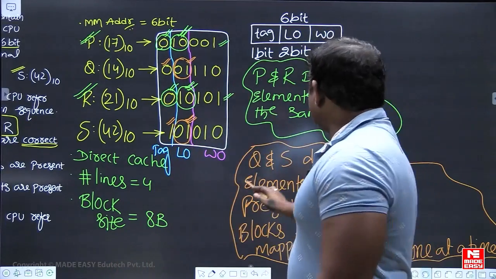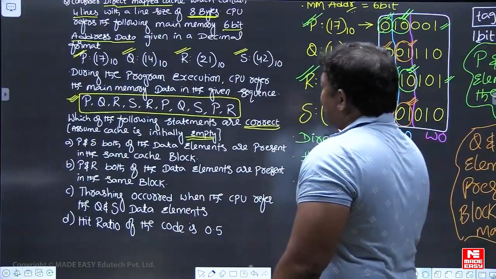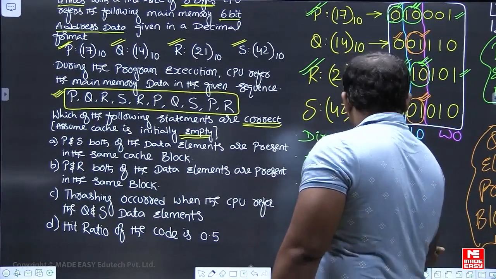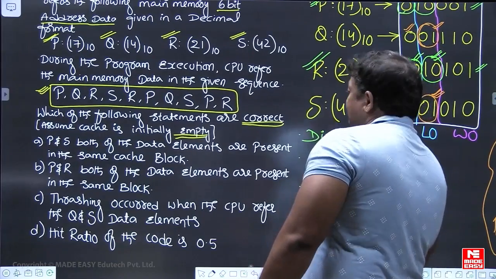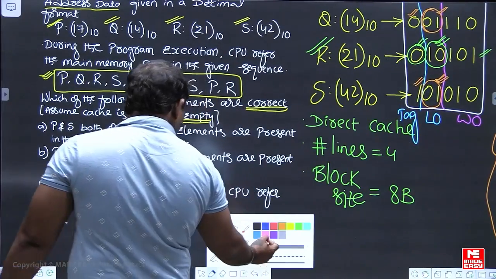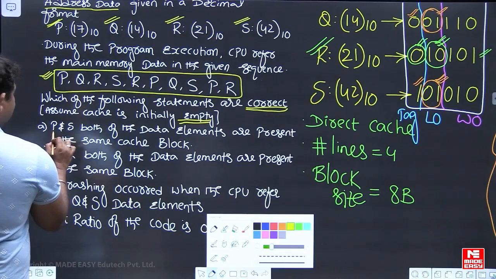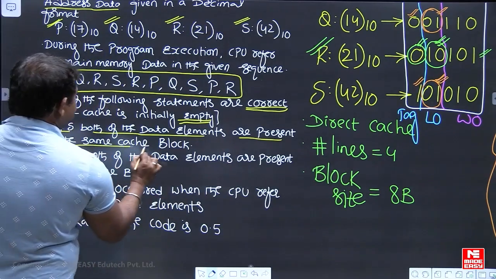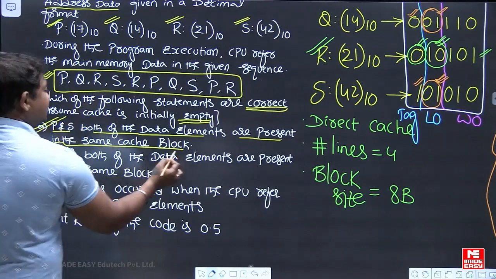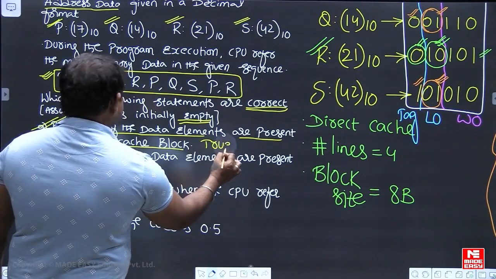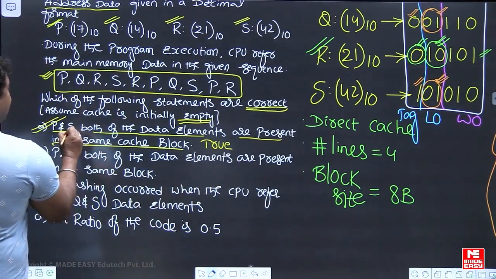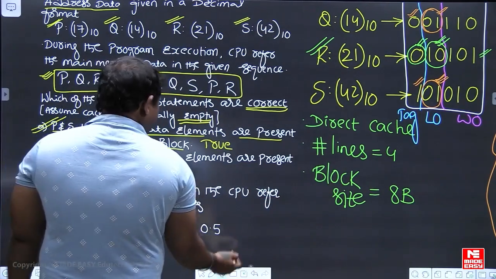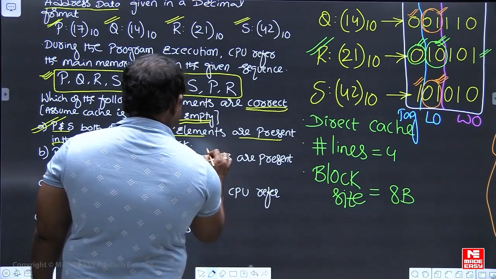Now come to the statements. What is the first statement given here? P and S, both data elements, are present in the same cache block. Is this statement true? Sorry, P and S? P and R are both present in the same block; P and S are not present together. So this is false.